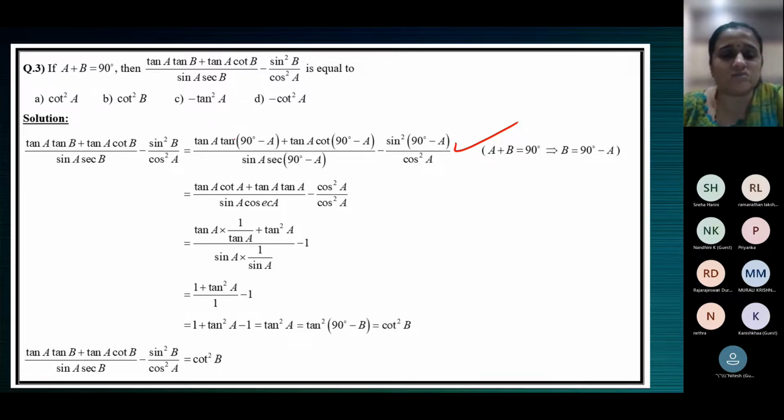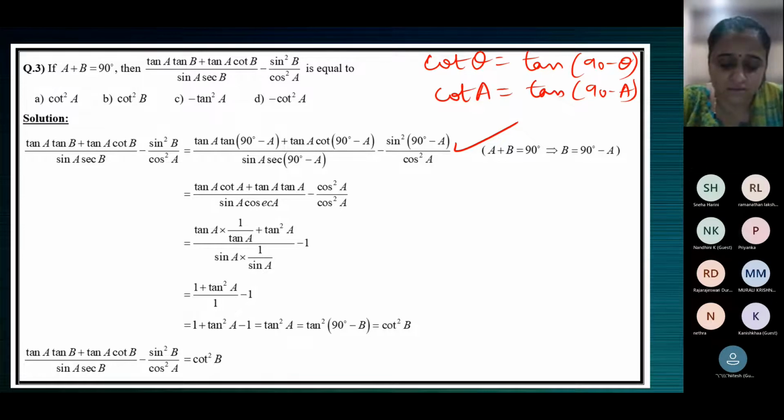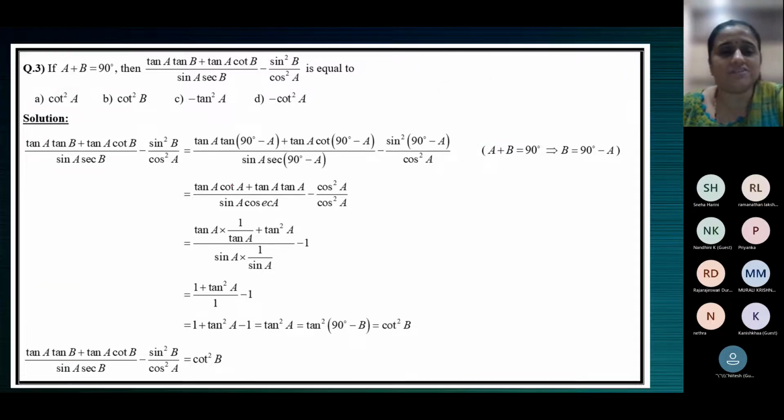Then we'll have to simplify this. What is tan 90 minus A? We know that cot theta is equal to tan 90 minus theta, so tan 90 minus A will be equal to cot A. These are complementary ratios, not reciprocal ratios. Whenever we have 90 minus something, use the concept of complementary ratios. Tan 90 minus A is cot A. Cot 90 minus A is tan A, because cot and tan are complementary ratios.